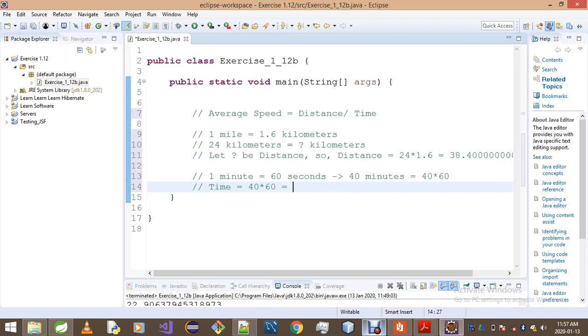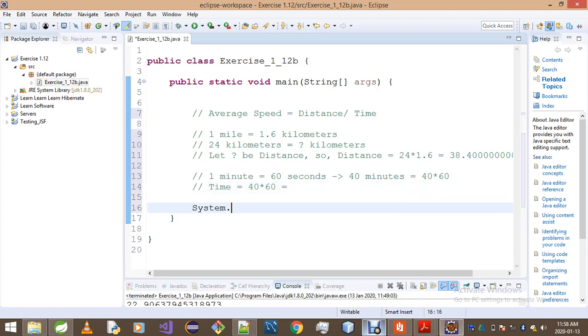Multiplied by 60, that will simply be 4 times 6, that's actually 6, 12, 18, 24, so it's gonna be 2,400 if I'm not mistaken. Or we can simply do this.